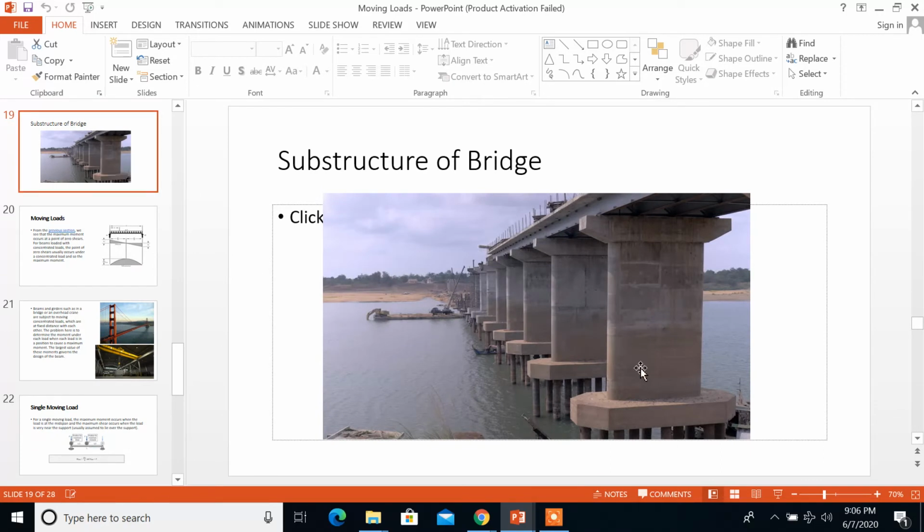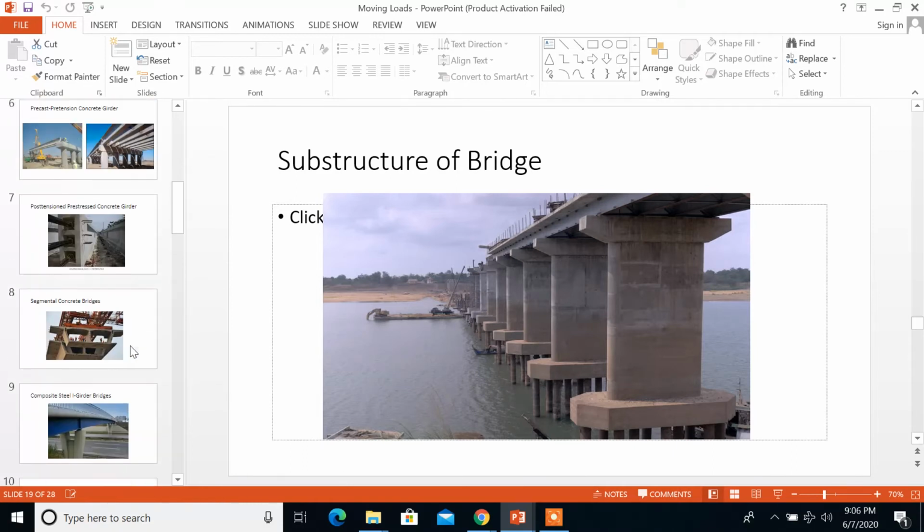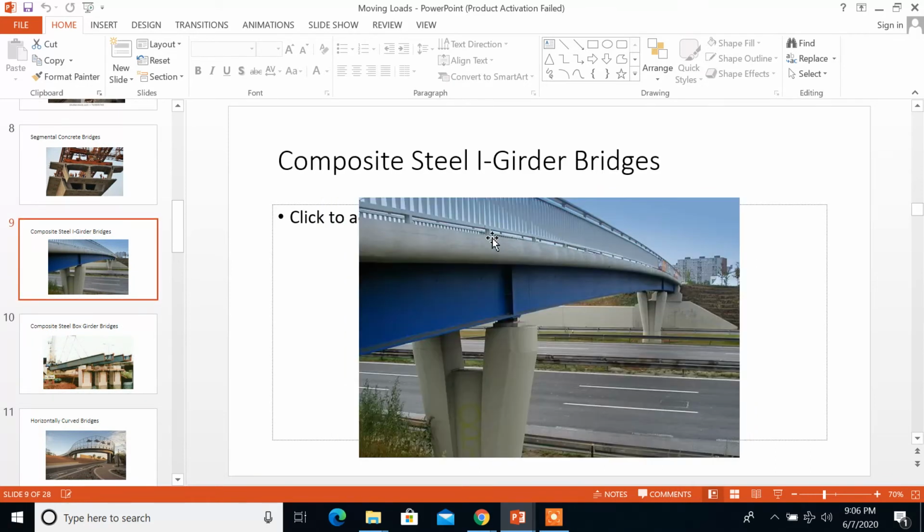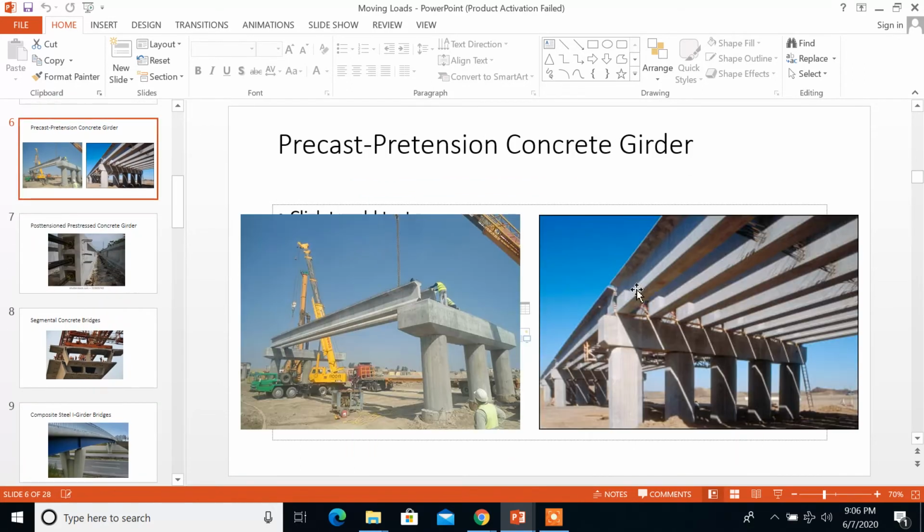So, for the substructure, since, di ba, kanina, diniscuss natin yung superstructure. So, ang superstructure is lahat ng nasa taas. So, ano ba yung mga nasa taas na yun? So, check natin ulit dito. So, for the superstructure, usually yung mga nasa taas is itong railings, parapet, sidewalk, deck slab, then itong girder, and yung ating coping beam.